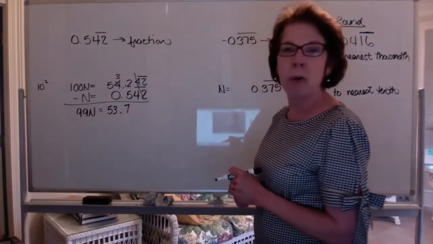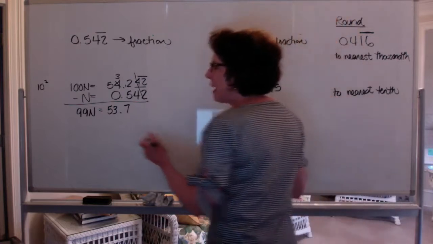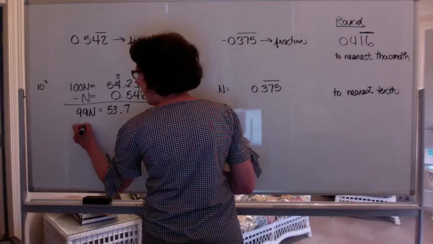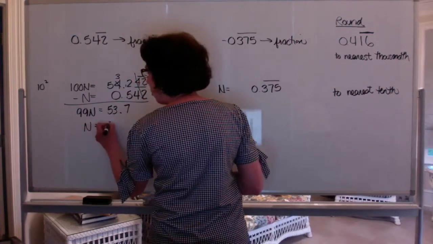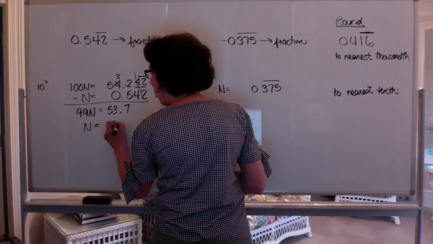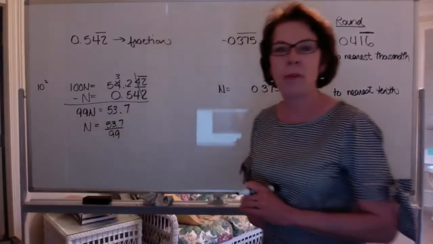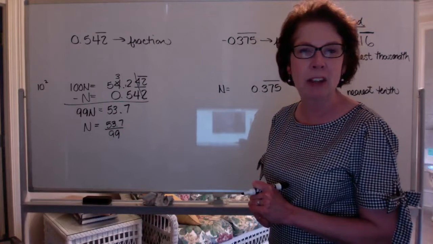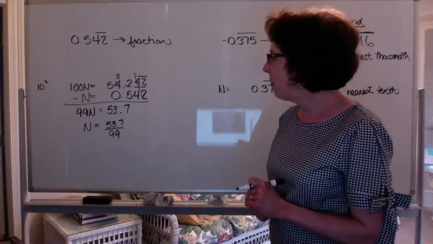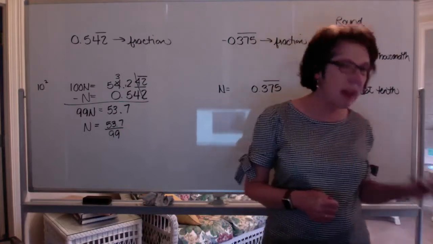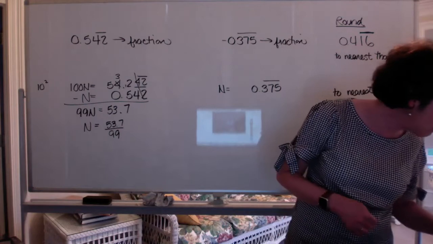Okay. Now what do I do? I'm going to divide both sides by 99. And when I divide both sides by 99, I get n is equal to 53.7 over 99. Well, that's a weird thing. It's a fraction and decimal combo, and we don't ever want that. So let's see how to reduce this without having to get out my calculator for you.